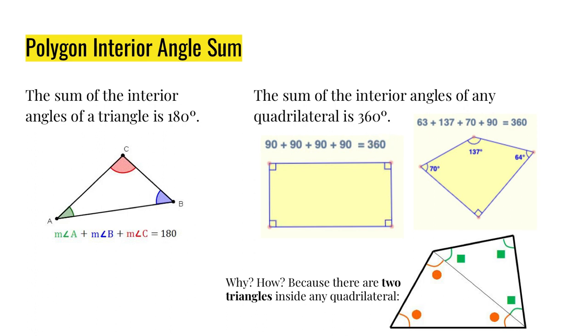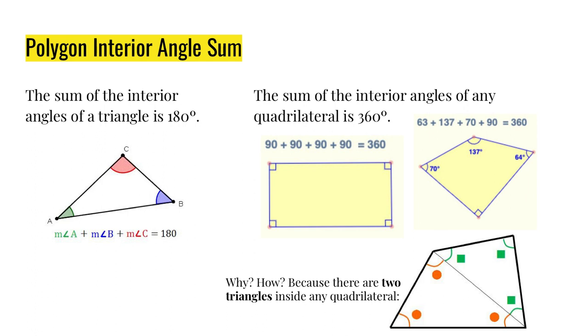Here's an example with a rectangle, but here's an example with a non-equiangular quadrilateral. 70 degrees, 137, 64 plus 90, they still add up to 360 degrees. This is true with any quadrilateral.